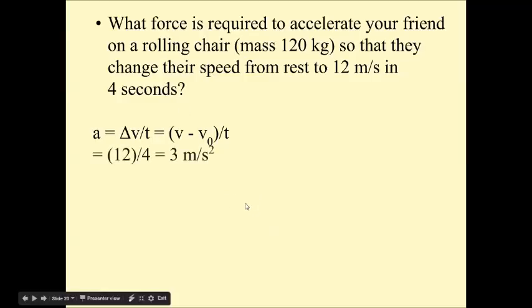So we put the numbers in for that. 12 meters per second minus 0, divided by 4 seconds, gives us 3 meters per second squared. We can then apply Newton's second law by putting in the 120 for the mass and the 3 meters per second squared, and that will give us a total of 360 newtons. I deliberately did this because these are the measurements that you could actually make. We don't always have an accelerometer, but we can measure speed and time, and so that would be more realistic.